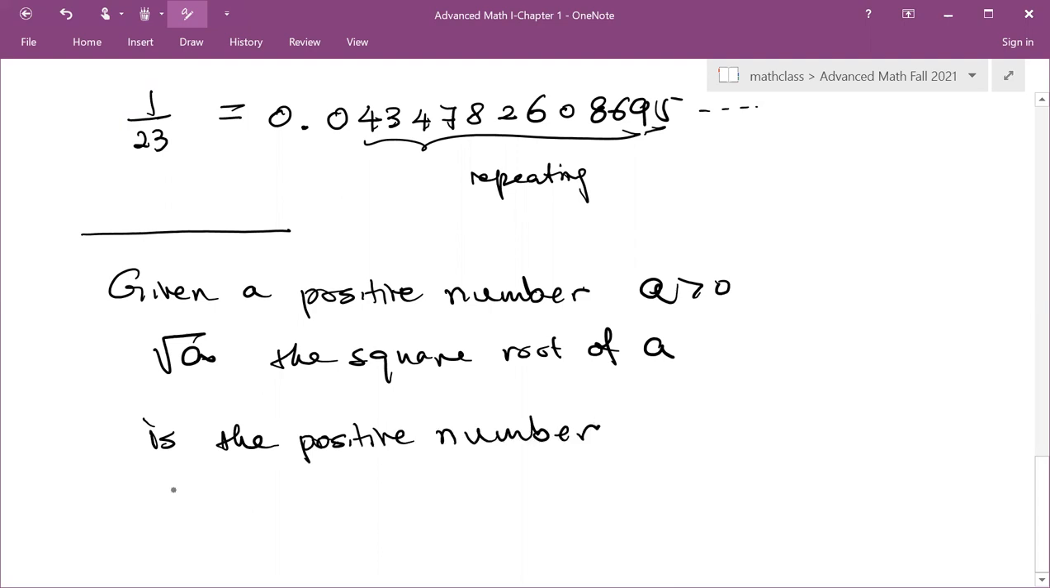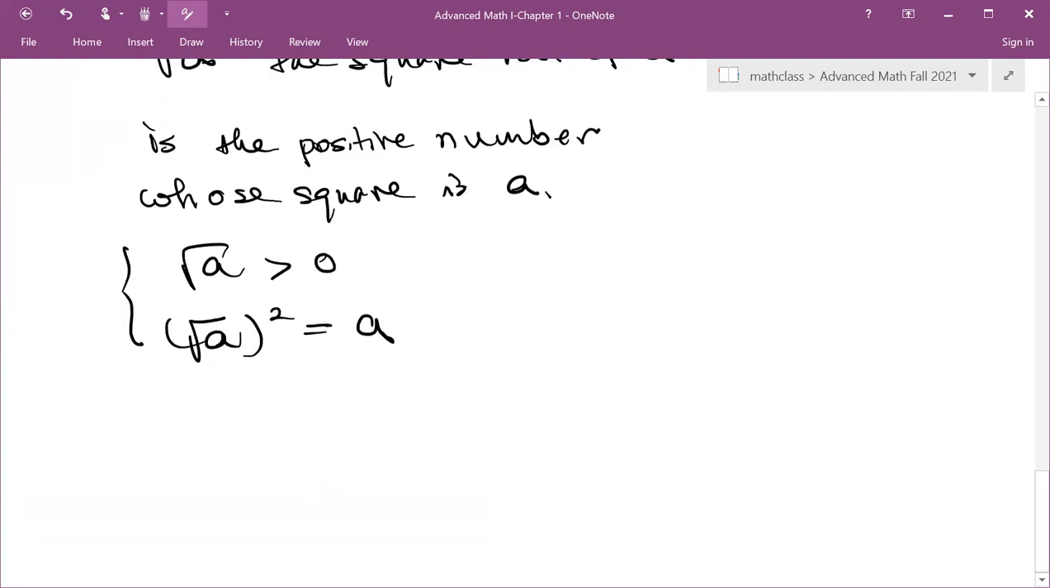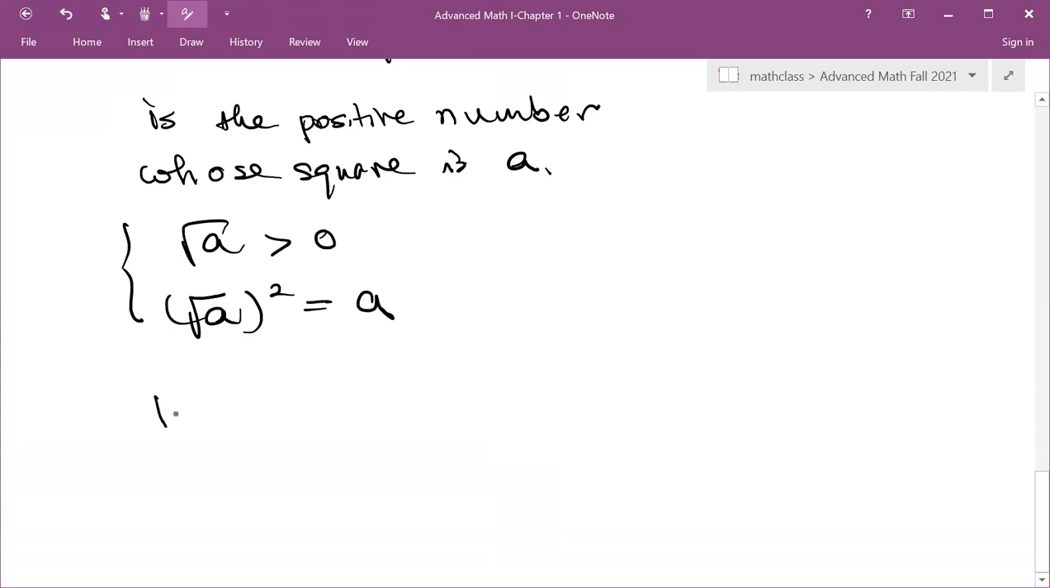So by definition it is a positive number, and whose square is equal to a. In other words, step 1, that's positive. The second is the square is equal to a. So there's only one such number. For example, square root of 2 is some number whose square is going to be 2.